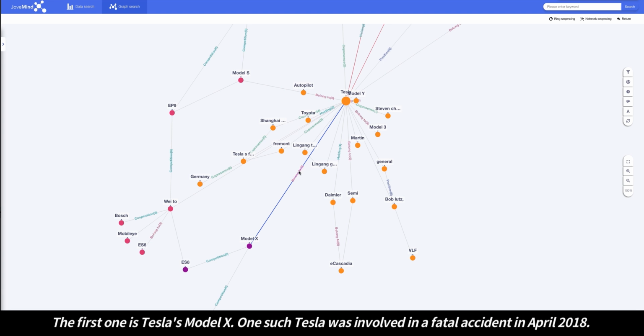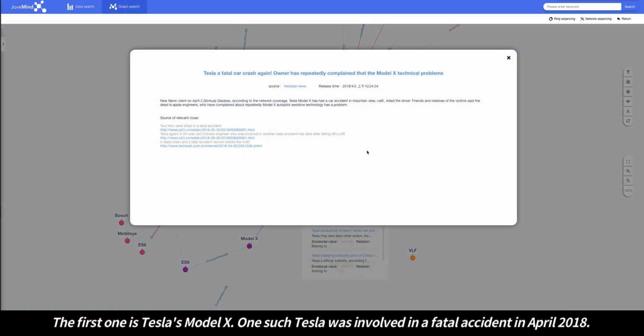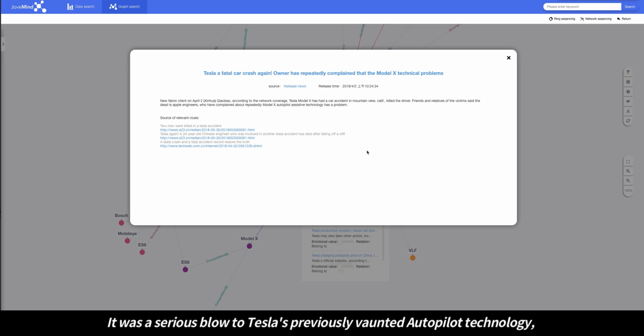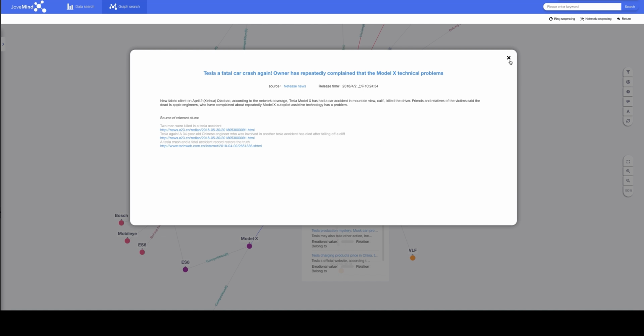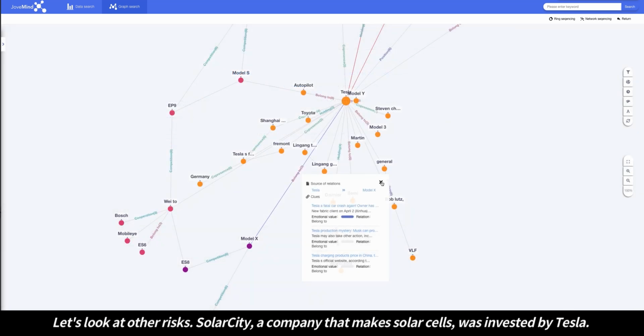The first one is Tesla's Model X. One such Tesla was involved in a fatal accident in April 2018. It was a serious blow to Tesla's previously vaunted autopilot technology, and consequently people doubted its ability to ensure safety. Let's look at other risks.